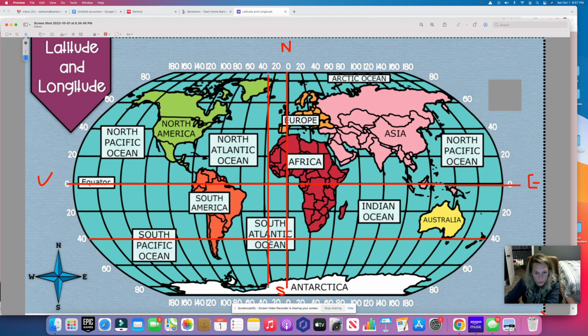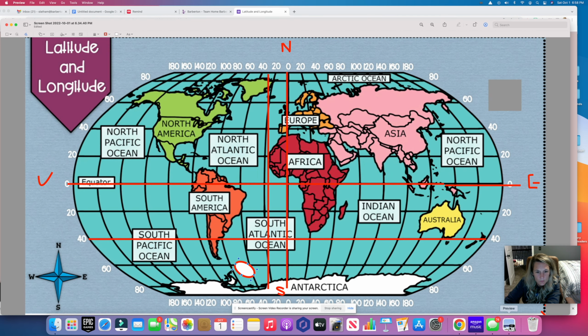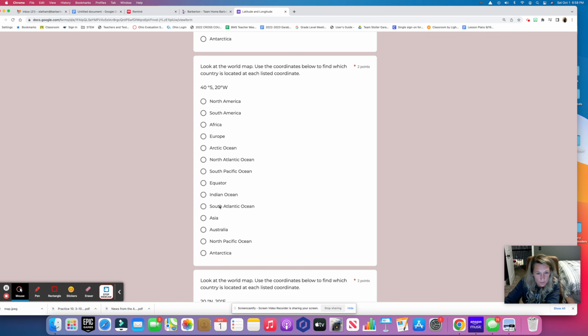Okay, so the point where those two intersect is right here in the South Atlantic Ocean. And there it is. So let's look at your answers. 40 degrees south, 20 degrees west, South Atlantic Ocean. And let me find that on the map. South Atlantic, and there you go, South Atlantic Ocean.